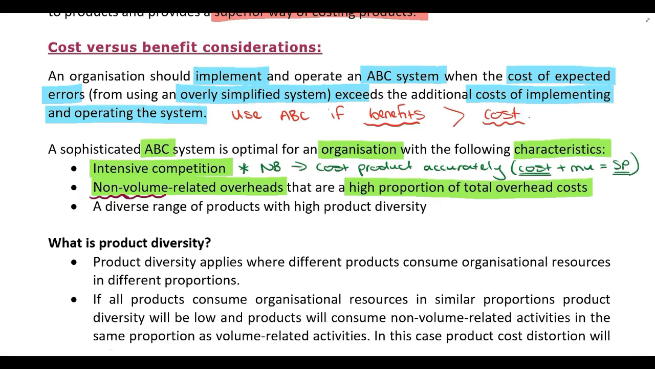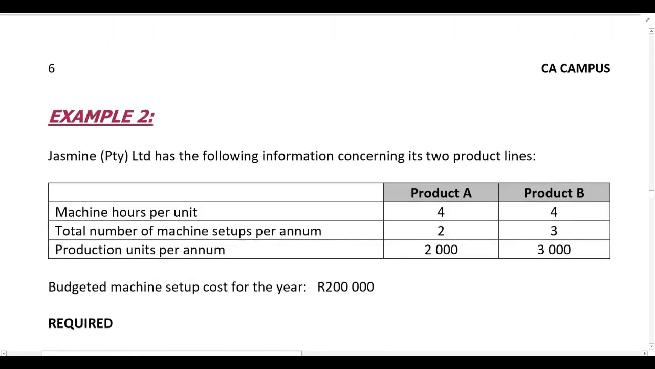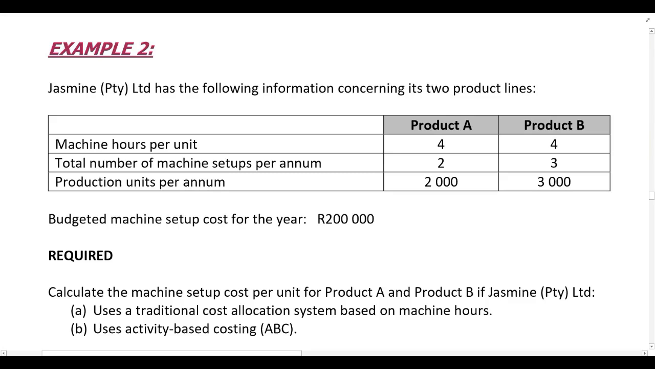And also, the last indicator that a company would benefit from using activity-based costing is if they have a diverse range of products with high product diversity. So what do I mean by high product diversity? I'm going to come back to this entire discussion after we've looked at the next example. And after we've covered the next example, this discussion is going to make a lot more sense. So please go on to example 2.